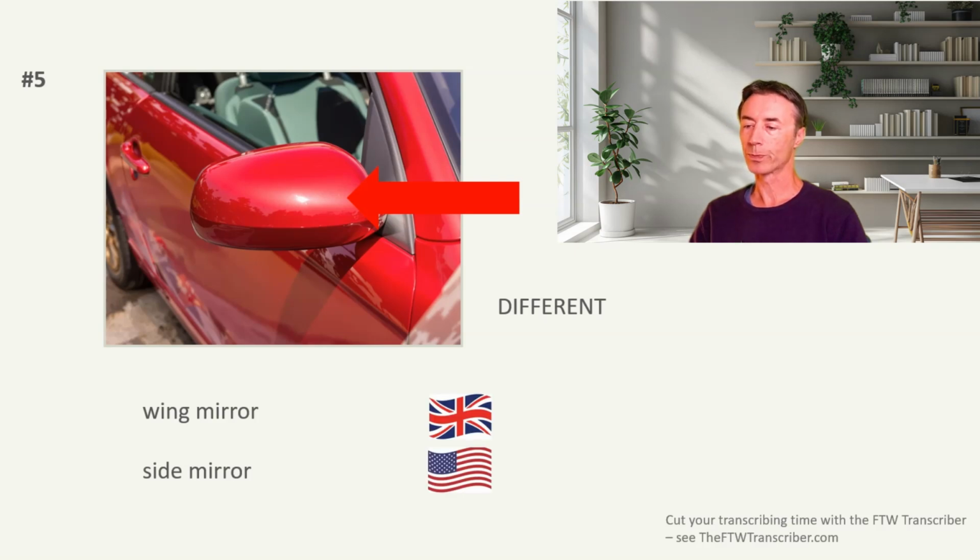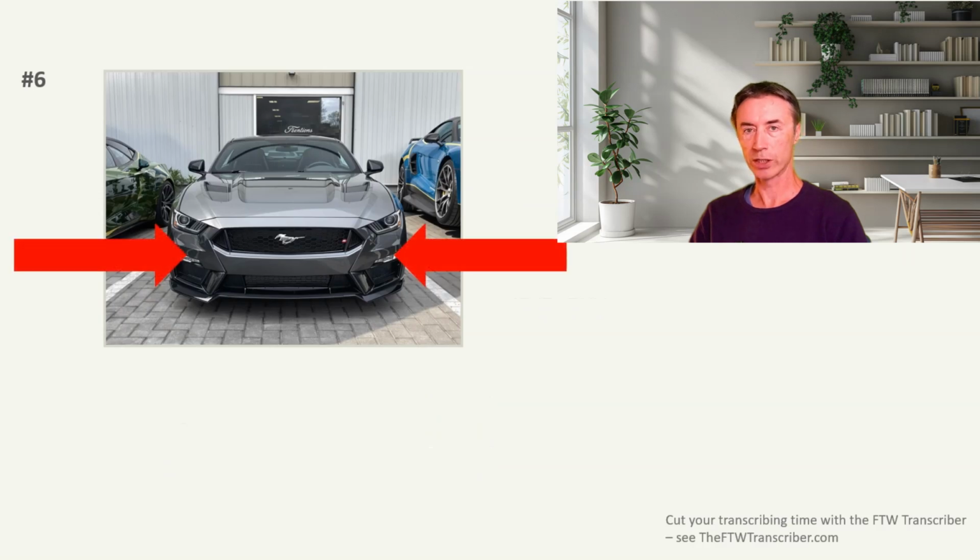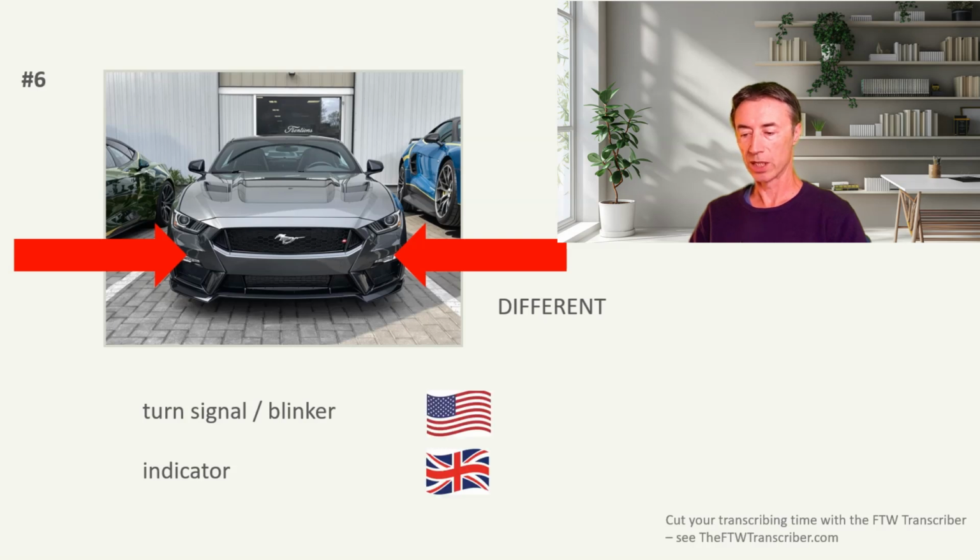Number six, those flashing lights at the front and back of the car. Same in Britain and America, or different? Different. What are the two words? Turn signal, blinker, or indicator. And which one is British, which one's American? Turn signal, blinker is American, indicator in Britain.